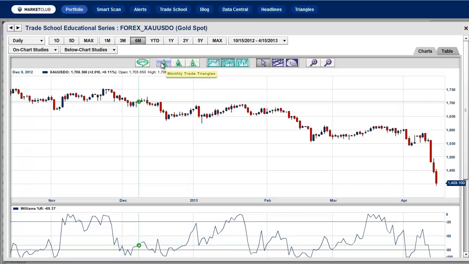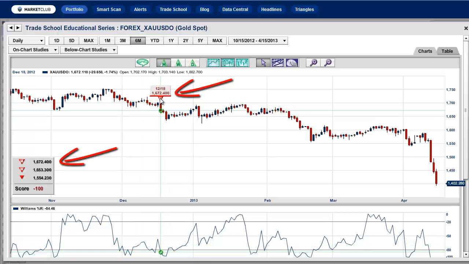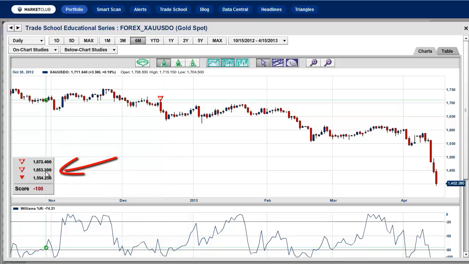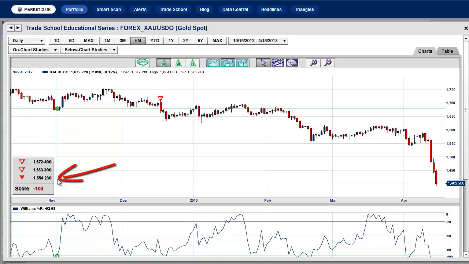Well, let's put in our trade triangles, but let's go back just a bit further to 6 months and put our monthly trade triangles in, and there you can see our monthly trade triangle kicked in at $1,672. That's $270 ago. That was a major trend indicator for us saying gold was going down. Now what we do is use our weekly for timing, and you can see at 1653 the trend turned down on our weekly, and the last signal we had was 1554. That's $150 ago. That's $15,000 a contract. Pretty amazing. So what caused this?